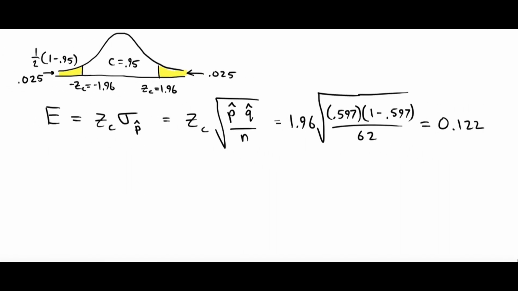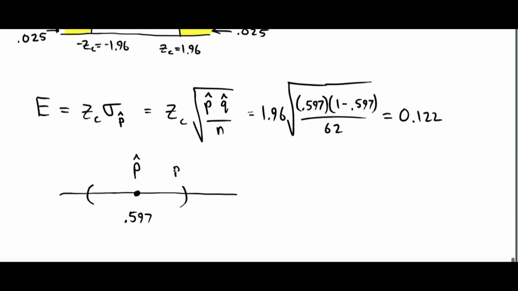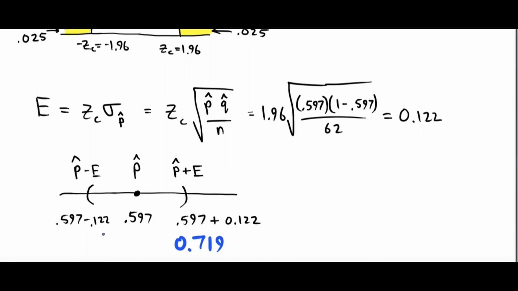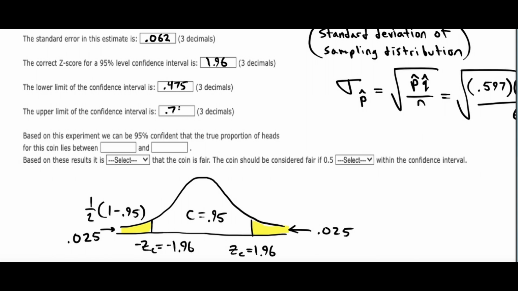So now when I go to make my confidence interval, the center of the interval is p hat, so that's 0.597. The right side is p hat plus e. The left side is p hat minus e. That gives 0.719 and 0.475. So we're between 0.475 and 0.719.